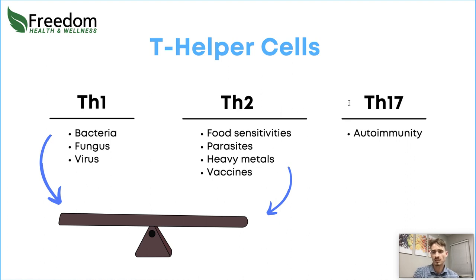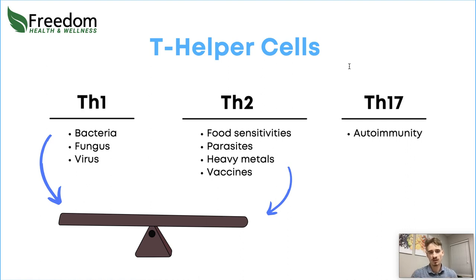Now, Th17, this is your autoimmune response with your immune system. So any autoimmune condition, whether it's Hashimoto's, lupus, rheumatoid arthritis, multiple sclerosis, Sjogren's, scleroderma, you name it, the list goes on and on. Essentially, when your immune system has this reaction where your cells are attacking your own system, the Th17 response is what's going on there.